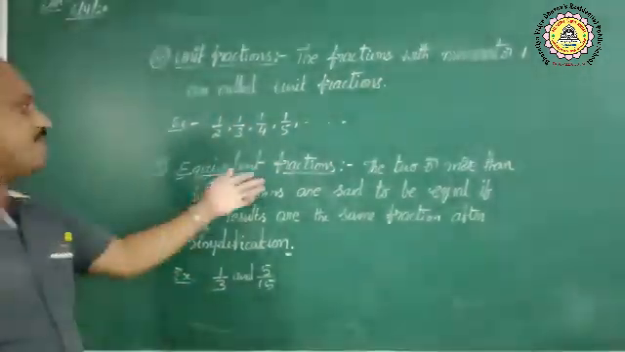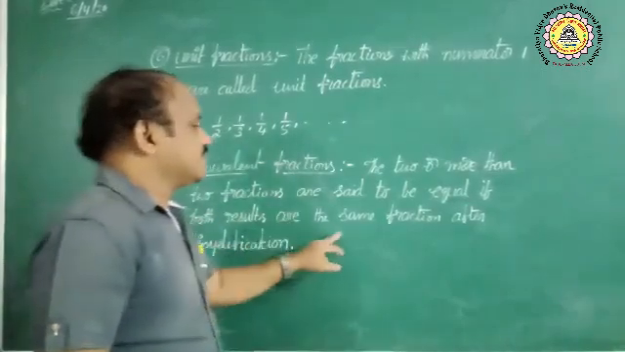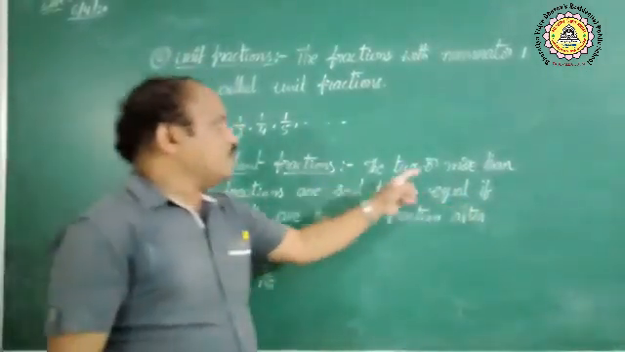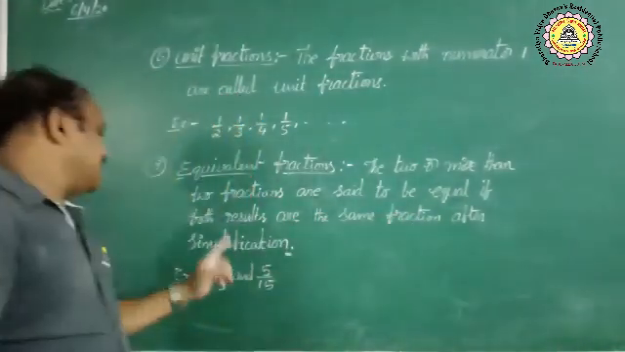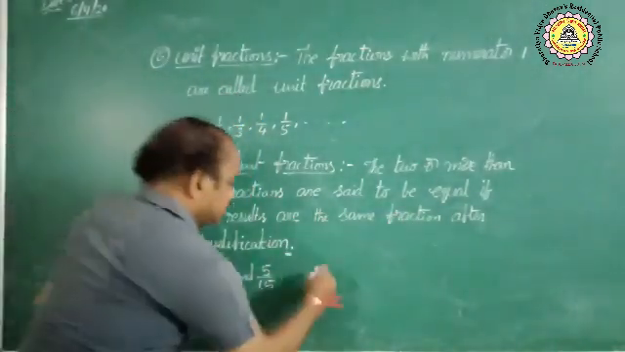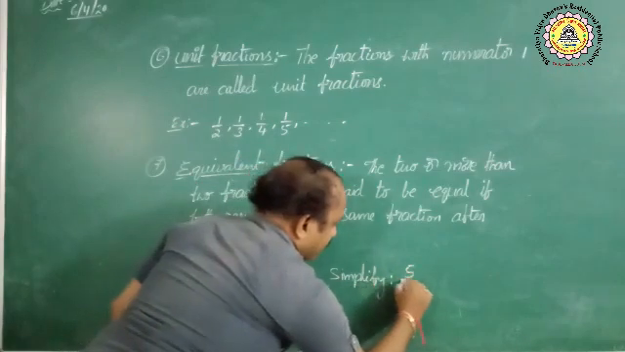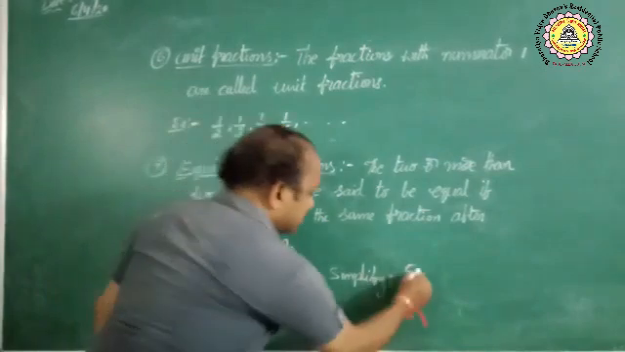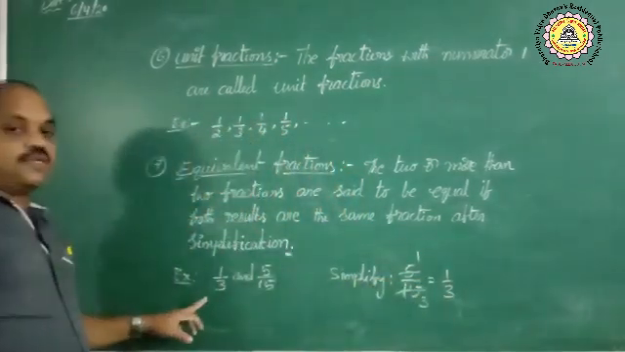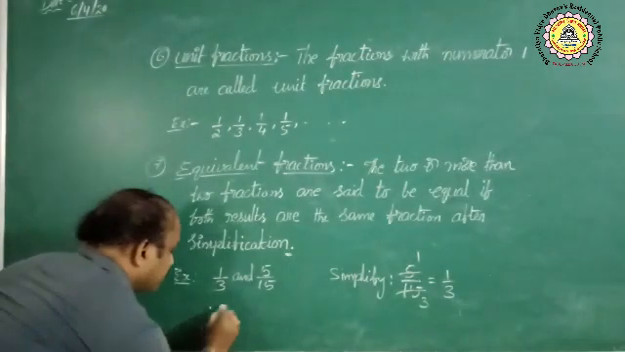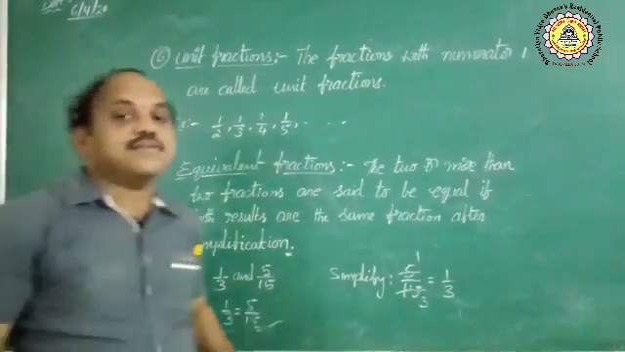Now let's go for the next one, equivalent fractions. Two or more fractions are said to be equal if both result in the same fraction after simplification. For example, 1 by 3 and 5 by 15. Now simplify. Both 5 and 15 are divisible by 5. That's why 5 ones are 5 and 5 threes are 15. So it equals 1 by 3. Therefore, 1 by 3 is equal to 5 by 15. That means 1 by 3 and 5 by 15 are the same.